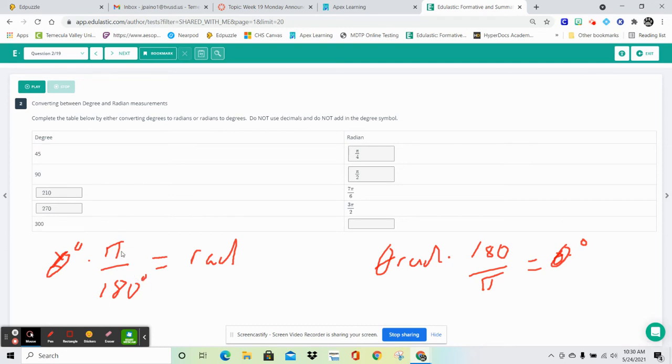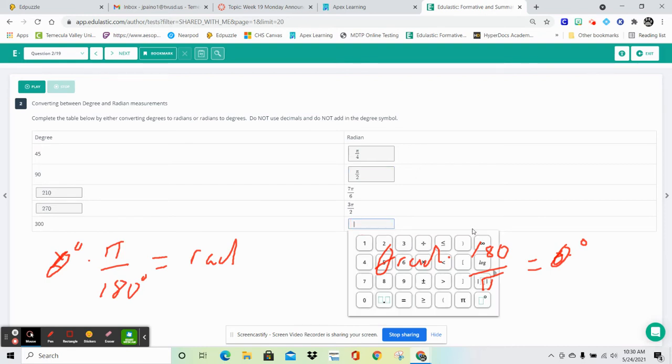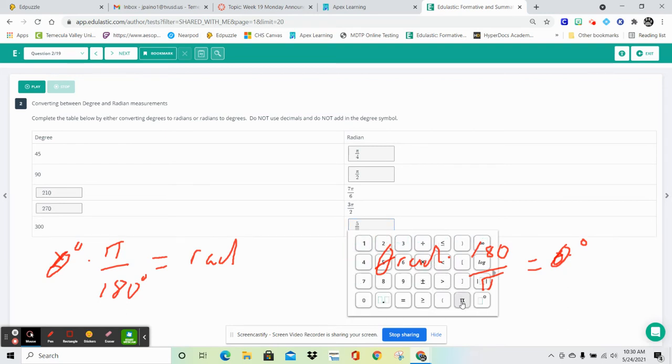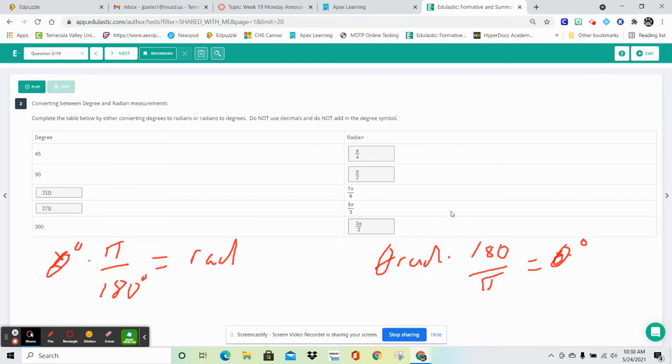But if you're going to plug it in here, 300 over 180, so 60 goes into both of those, 5 pi thirds. And so there you go. This is how you convert from degrees to radians, or vice versa, radians to degrees.